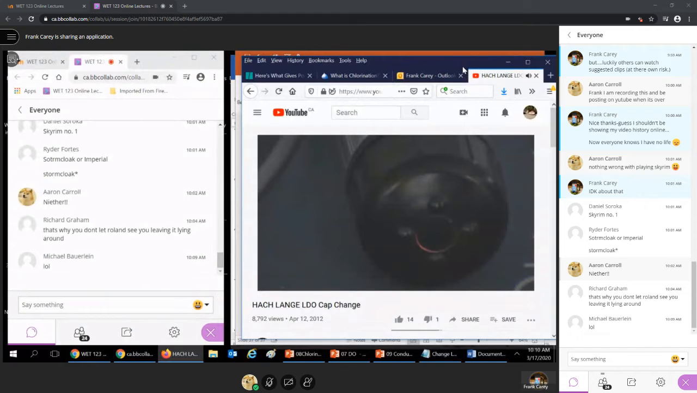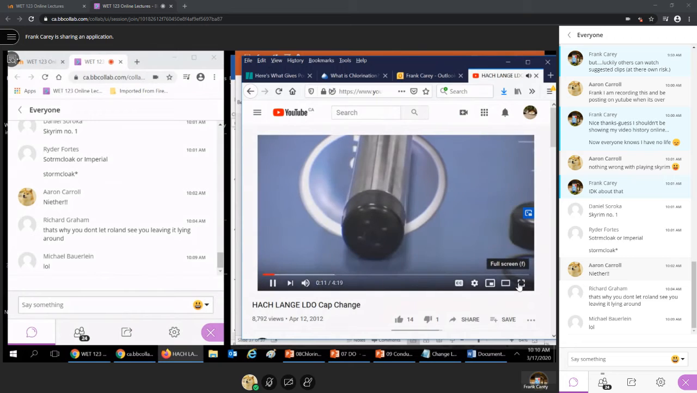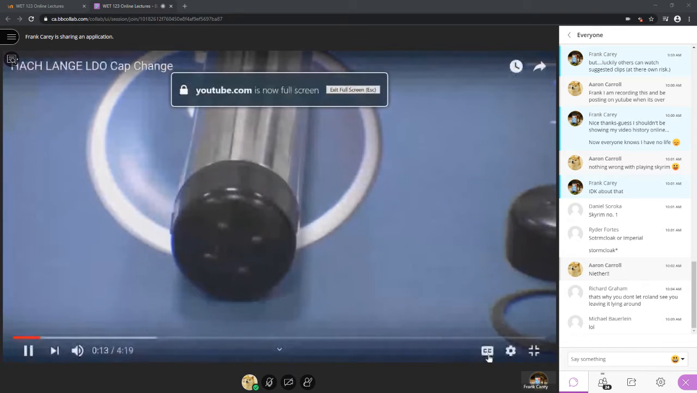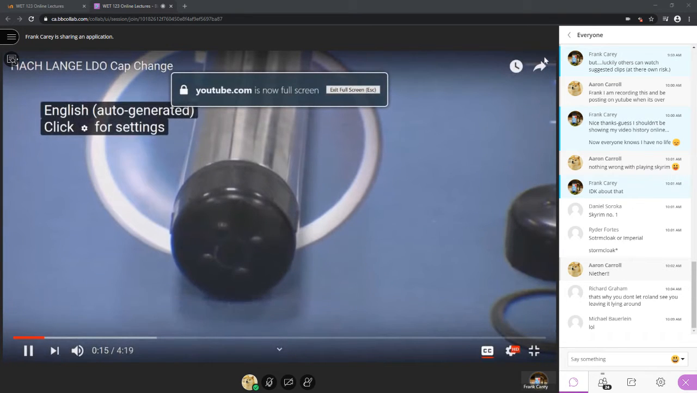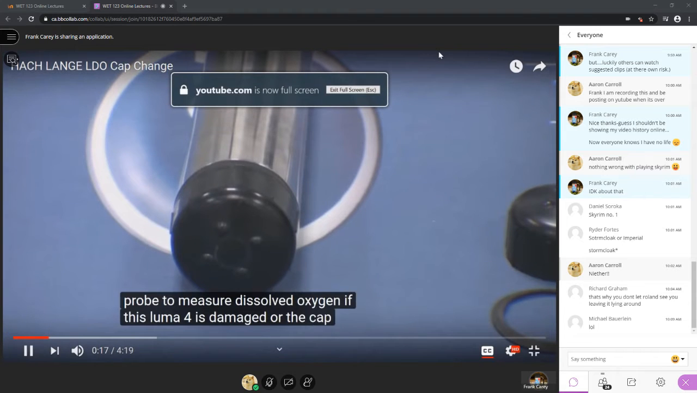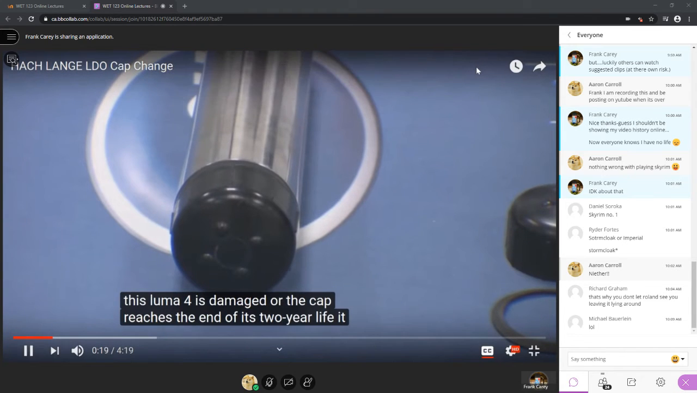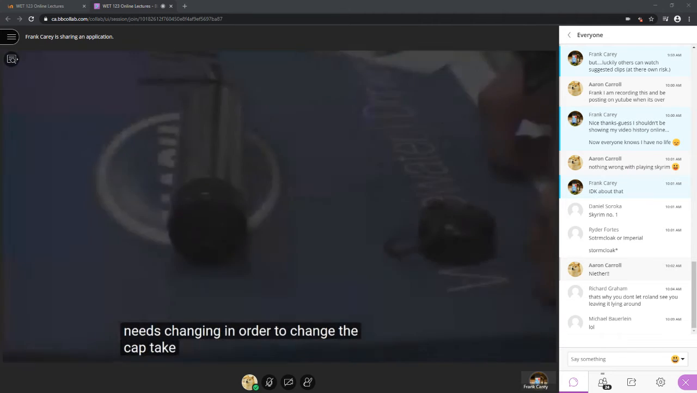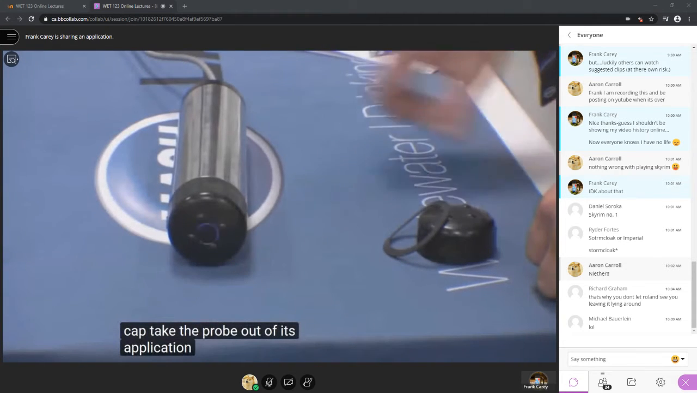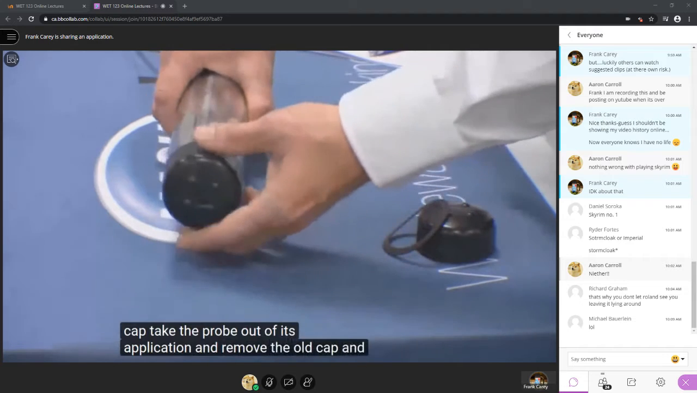The LDO cap is an integral part of the operation of the LDO probe. It houses the lumiphore material, which enables the probe to measure dissolved oxygen. If this lumiphore is damaged, or the cap reaches the end of its 2-year life, it needs changing. In order to change the cap, take the probe out of its application and remove the old cap and its sealing ring.